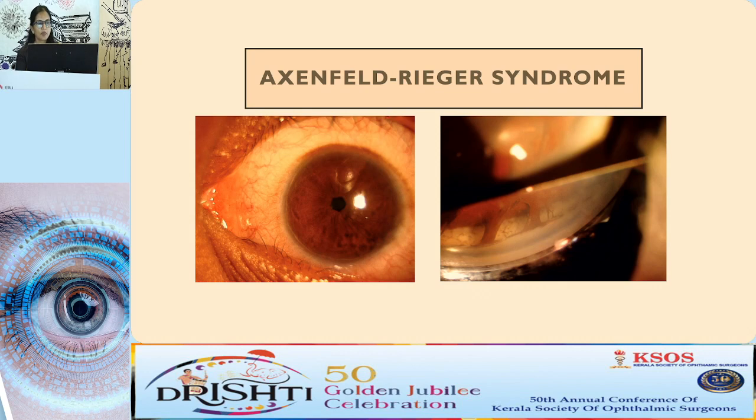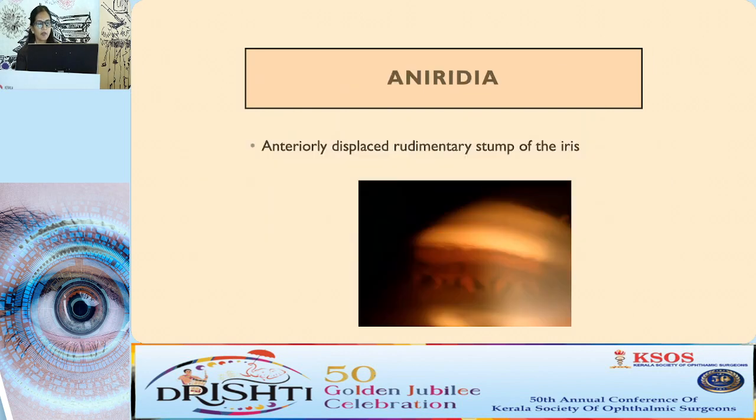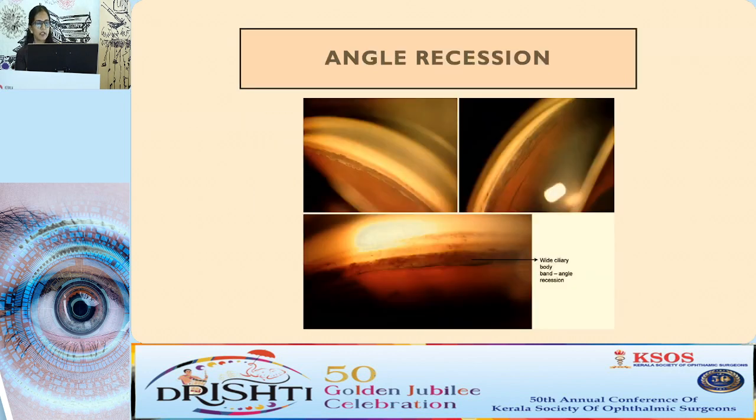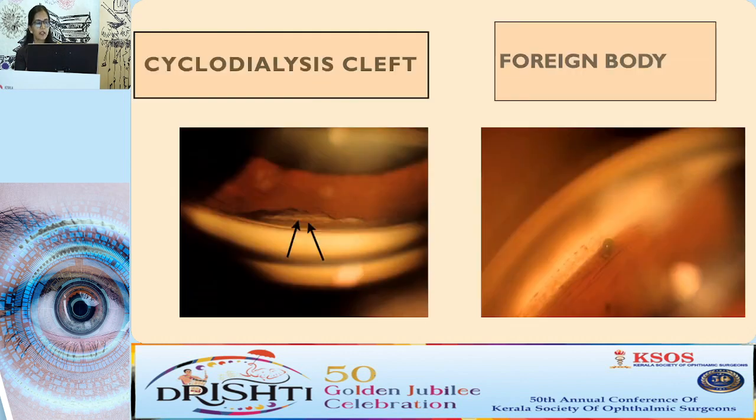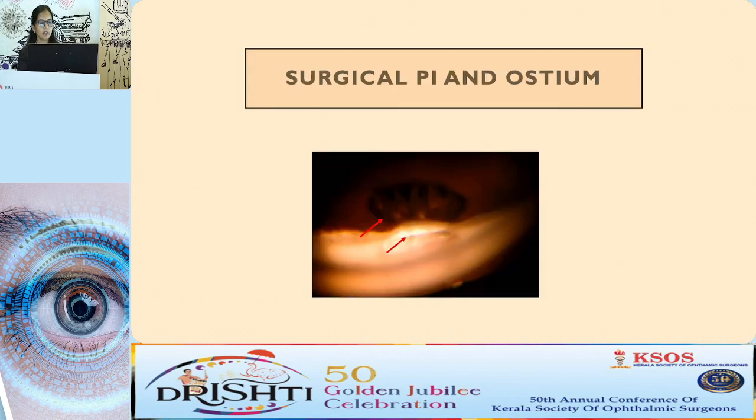This is the prominent Schwalbe's line in Axenfeld-Rieger syndrome. In aniridia, there is an anteriorly displaced rudimentary stump of the iris. These are the irregular pigmented widening of the trabecular meshwork in angle recession. Also, we can make out cyclodialysis and foreign body in the angle.